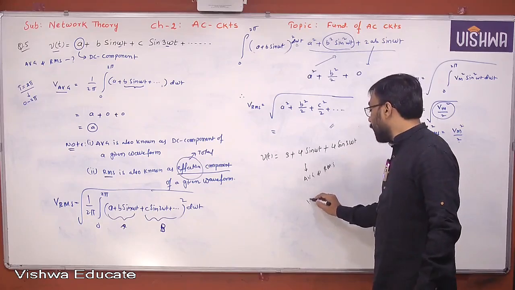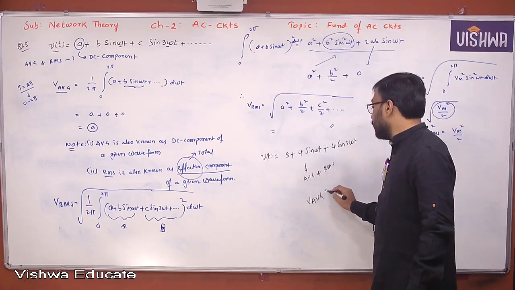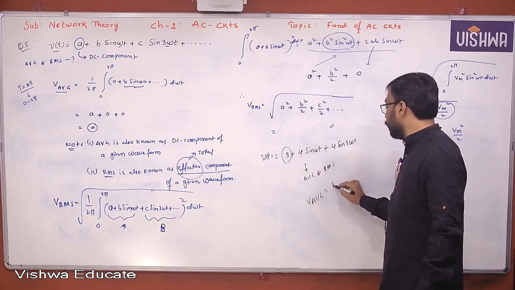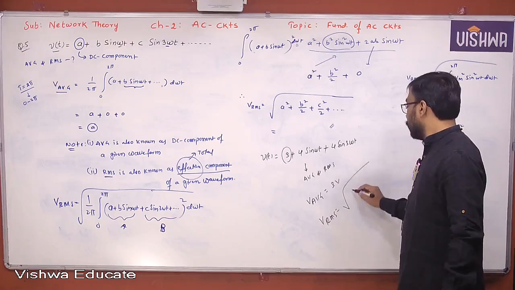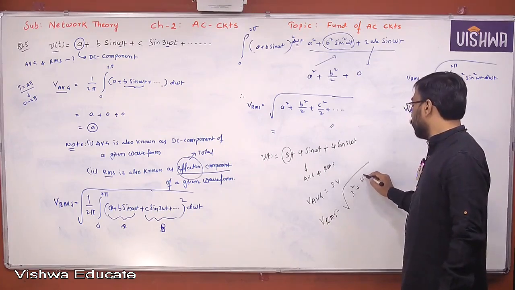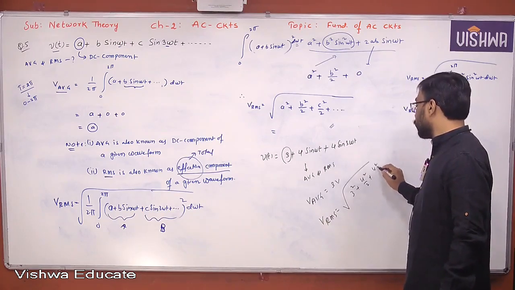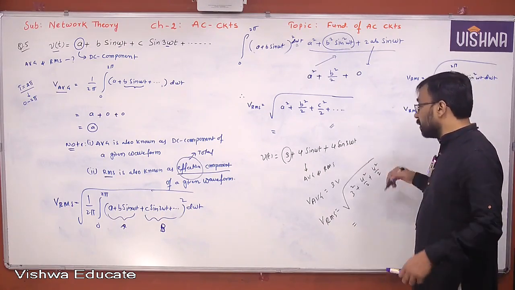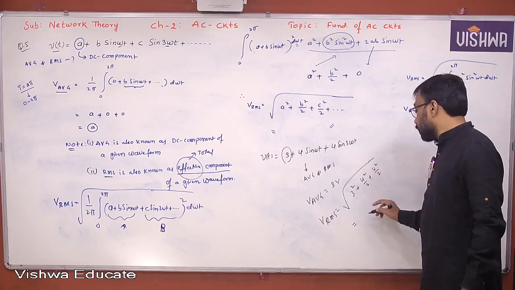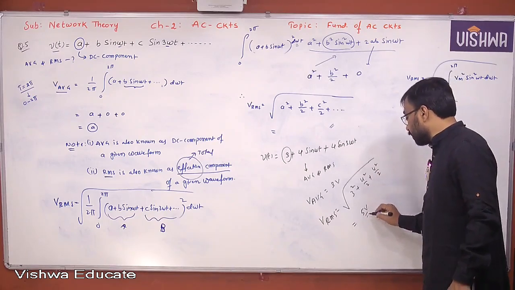So what is the average value? V average is always the DC component. What is the DC component? 3 volts. What is VRMS? 3 square plus 4 square by 2 plus 4 square by 2. Yes or no? So 4 square by 2 plus 4 square by 2 is nothing but 4 square only. 3 square plus 4 square and root. This is 5 volts.